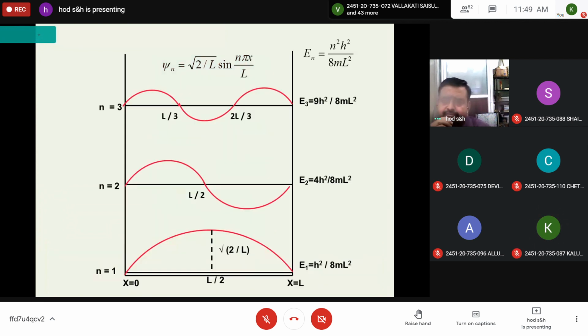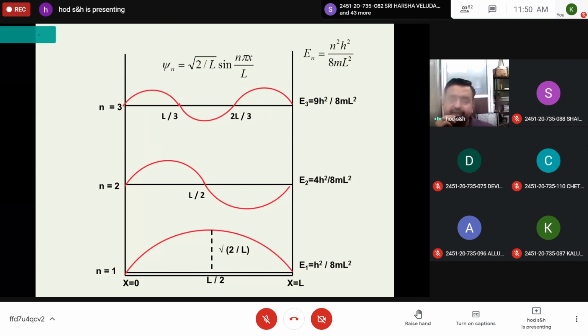Now, you should draw this energy diagram also. So if n is equal to 1, E1 is equal to h square by 8m L square. If n is equal to 2, it is 4h square by 8m L square, which is 4E1. And if n is equal to 3, then it is 9E1. That means the first possible energy is E1 and the second one is 4E1. So 2E1, 3E1 are not permitted. And the next energy level is 9E1. 5, 6, 7, 8 are not possible.